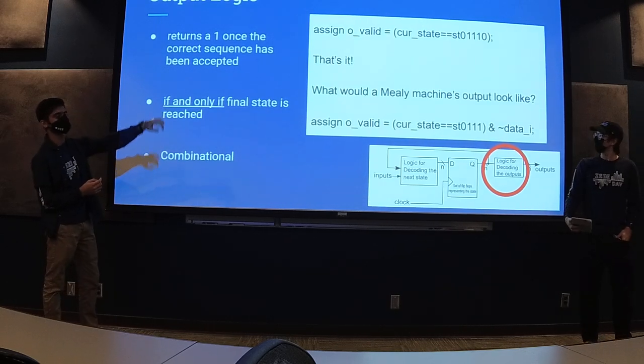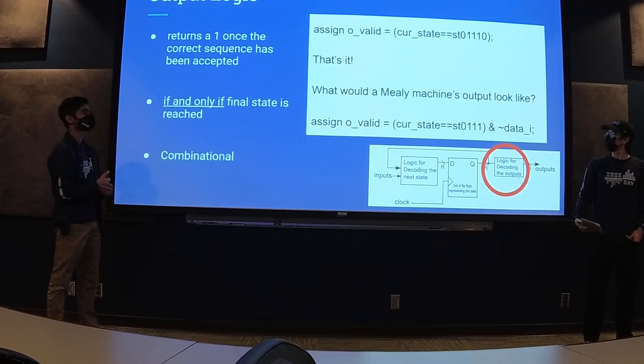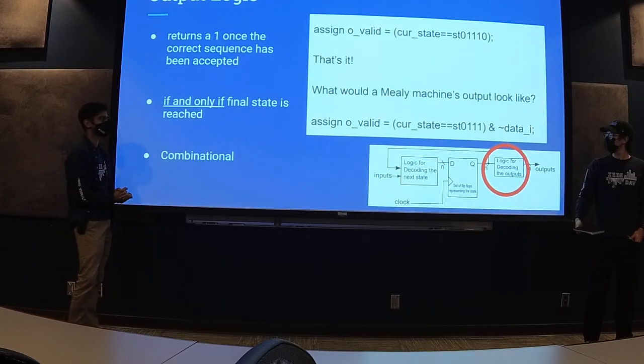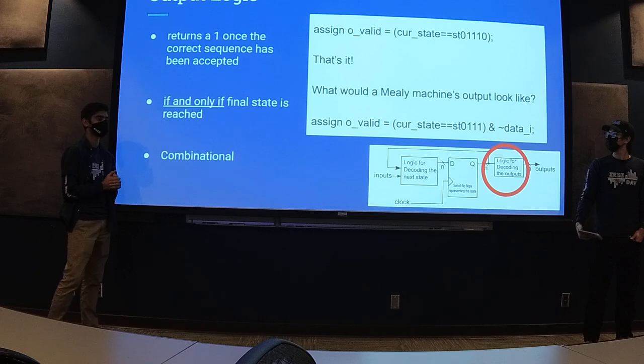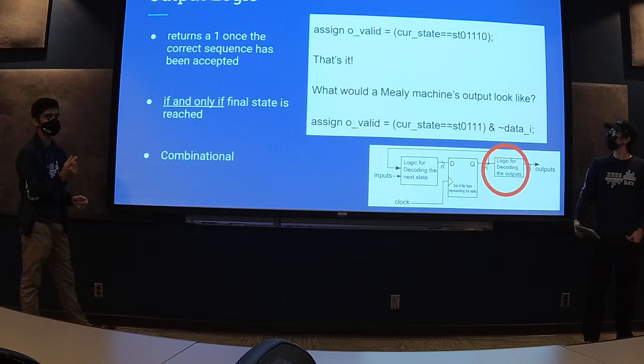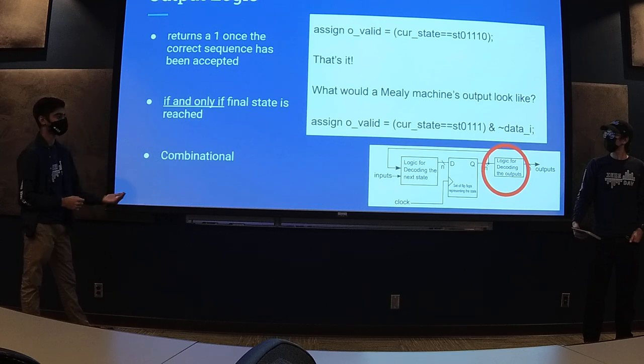If your current state is 0110, then you want to assign your output as valid. Because that's the only state in which we know that our output is valid and we return a 1. I think that was in the diagram. That's the only state that returns a 1, because that means we accepted the right input. So in any other state, we want to return a 0 because we know we haven't accepted the correct input.